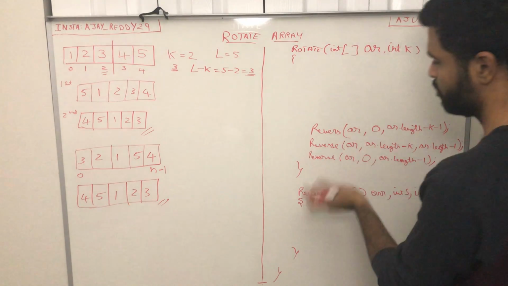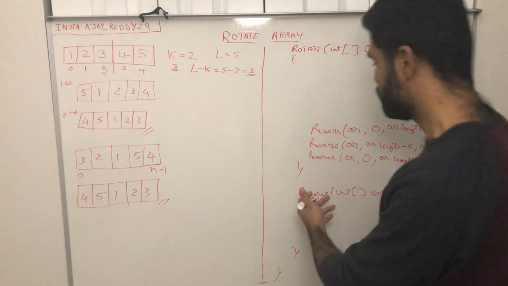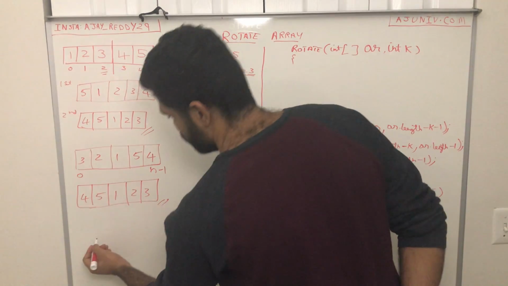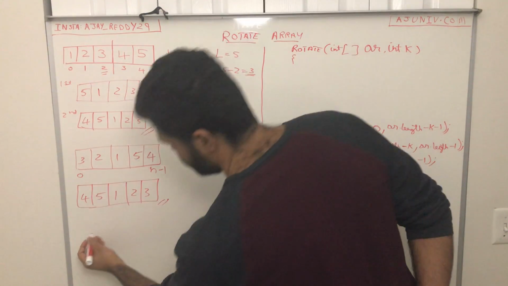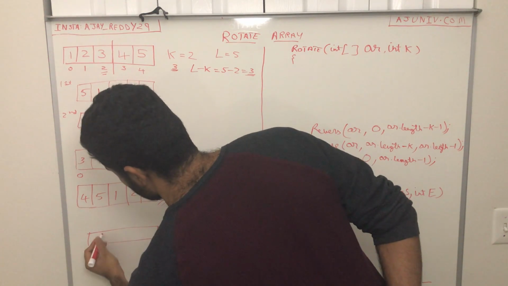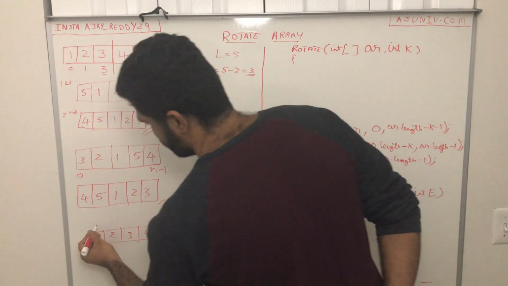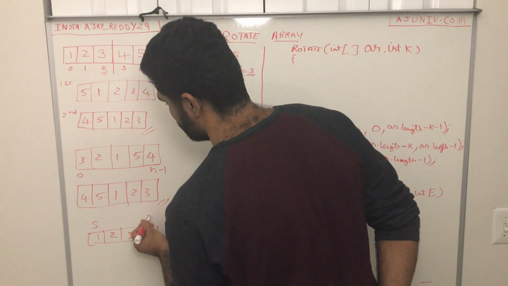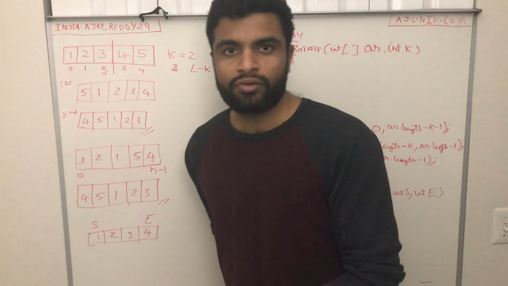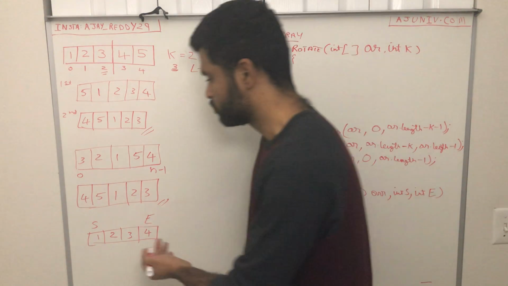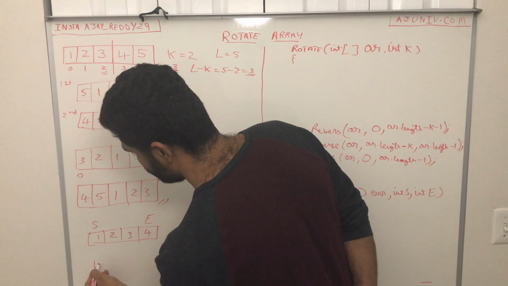So let me implement this reverse function. Suppose you have an array of 1, 2, 3, 4, and I have a start pointer here and an end pointer at the last. You can reverse an array in linear time by this approach. You just have to swap the start index and the end index, which would be 4, 1.